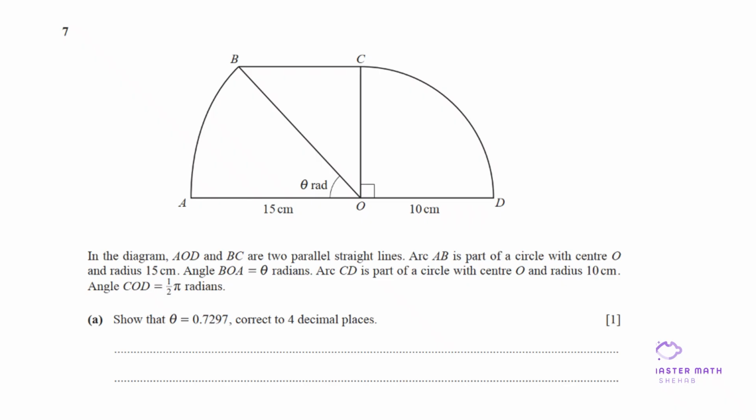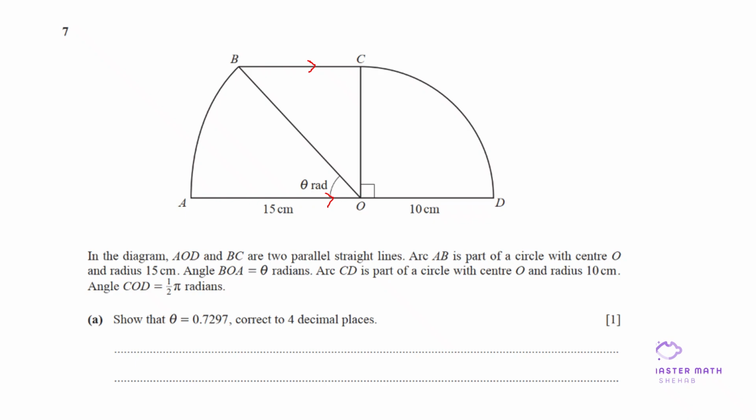In this video we will be solving question 7 from May-June 2024, Pure Math 1. In the diagram, AOD and BC are two parallel lines. So here we have BC is parallel to OD, AOD a straight line. And the arc AB is part of a circle with center O and radius 15.